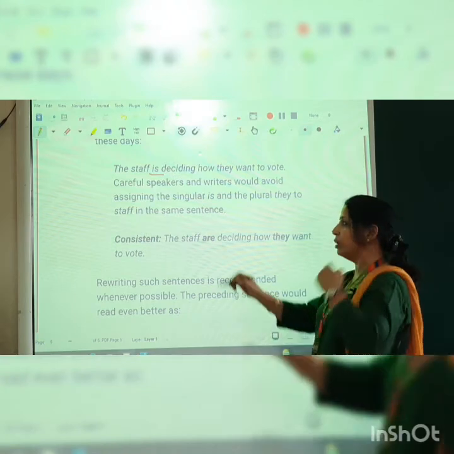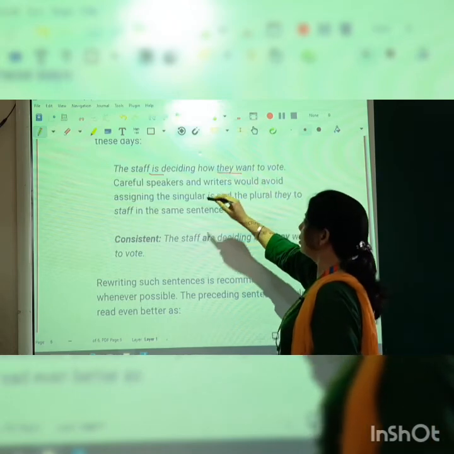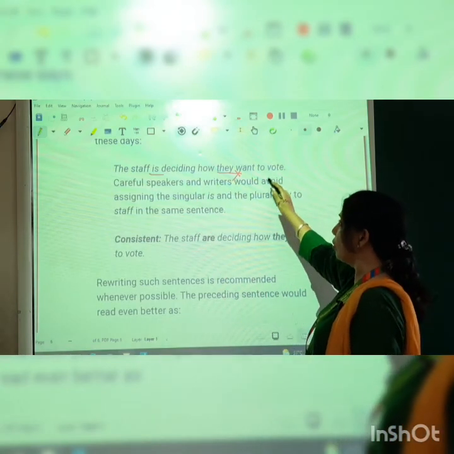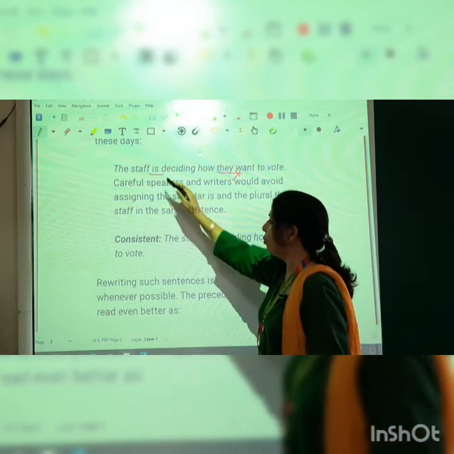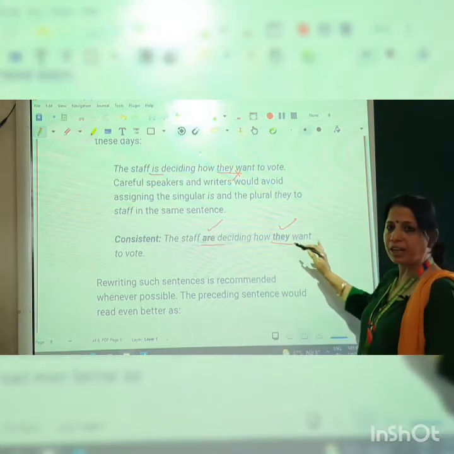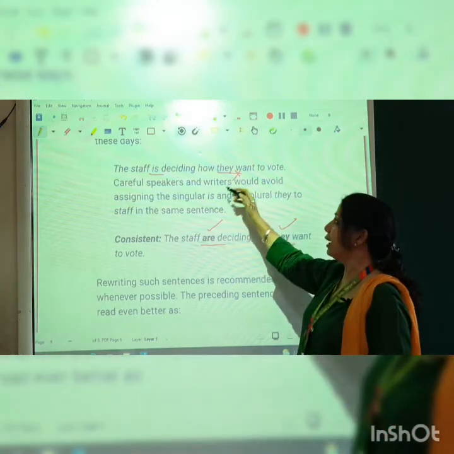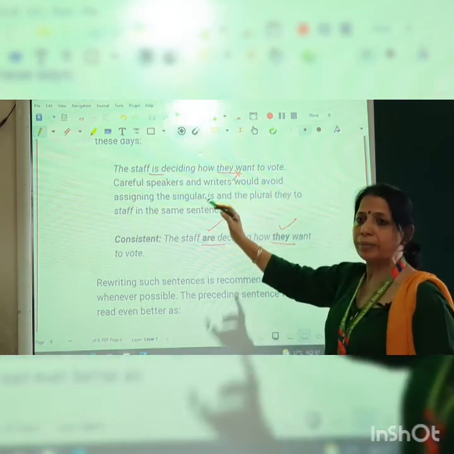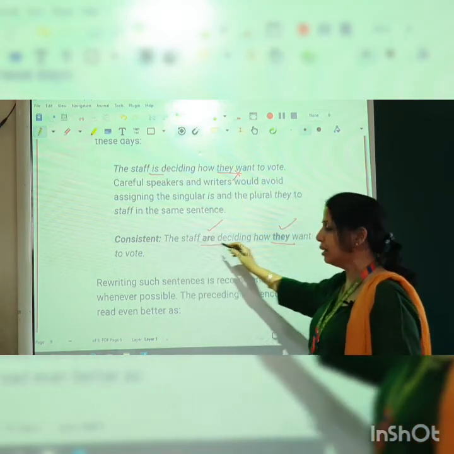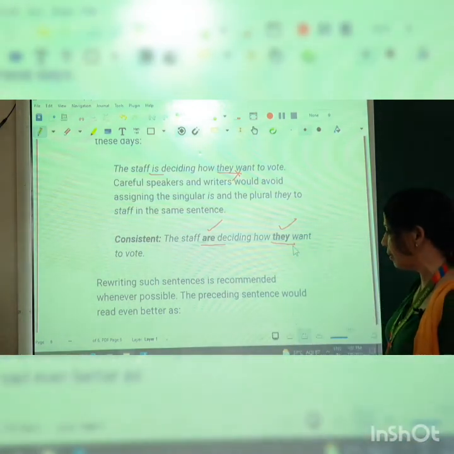Here you have taken it as a singular subject, but in the other part of the sentence you have written "they". So this becomes wrong. The staff is deciding how it wants to vote. Otherwise, what you can do is: the staff are deciding how they want to vote, meaning all the staff members. So if you take it as a collective noun, you have to be careful to use the following subject and the verb in the same manner. You cannot use one side as singular and one side as plural. Both things should be consistent. So rewriting such sentences is recommended whenever possible.